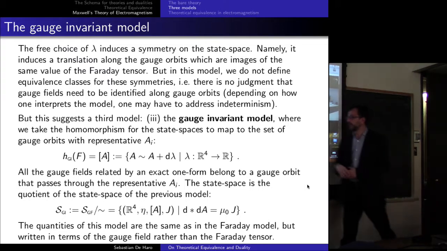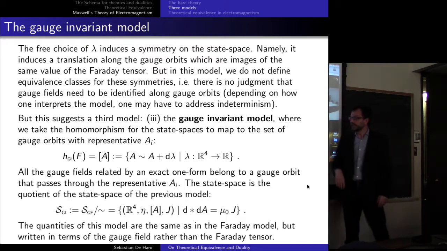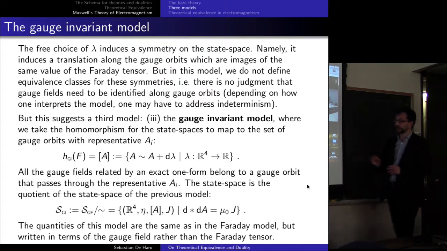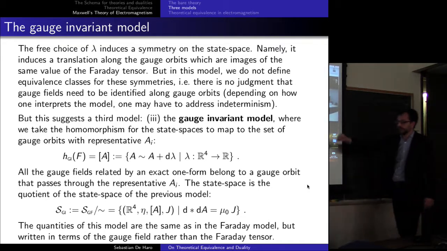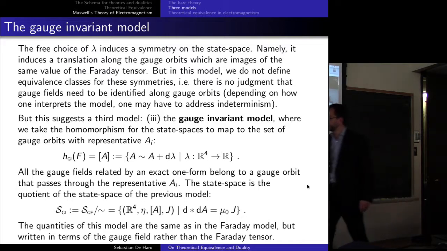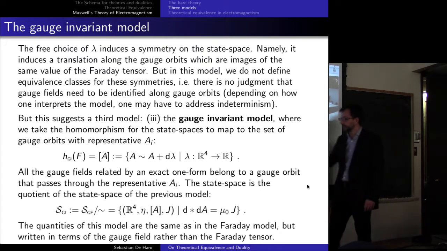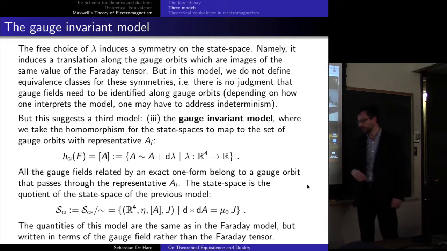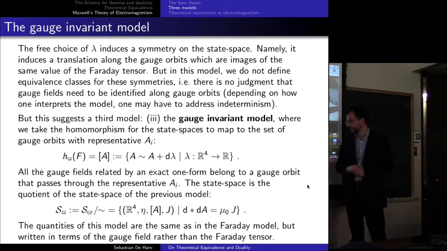So this is what I will call the gauge invariant model, which is the one we would expect if we want to reformulate Maxwell's theory in terms of gauge fields. So we take the homomorphism for the state spaces to map the set of gauge fields to the set of gauge orbits with representative A. So now we take gauge fields along this orbit to be equivalent to each other. So now the states, rather than being single gauge fields, are entire gauge orbits under this symmetry. So the state space is the state space of the previous model, modded out, or quotiented, by the gauge symmetry. Now the quantities of this model are the same as in the Faraday model, but written in terms of the gauge field rather than the Faraday tensor.